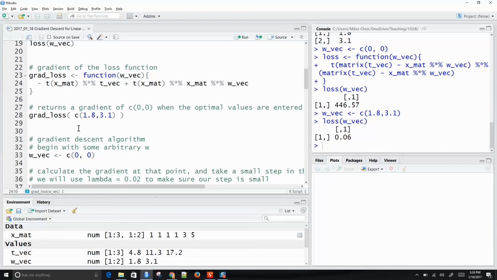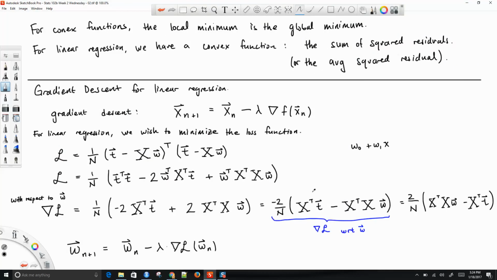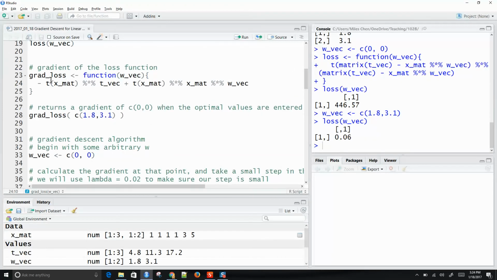Effectively, I'm just looking at this part right here. I'm distributing the negative, so I get negative X transpose t plus X transpose X w, and that's what we have. The gradient of our loss function at whatever our w vector is going to be negative X transpose t plus X transpose X w. Is that okay with everybody? All right, and so we can test our gradient loss function here.